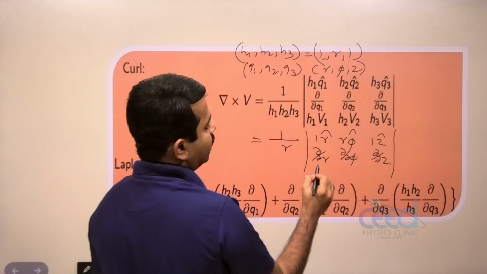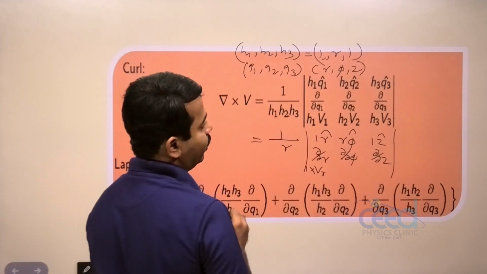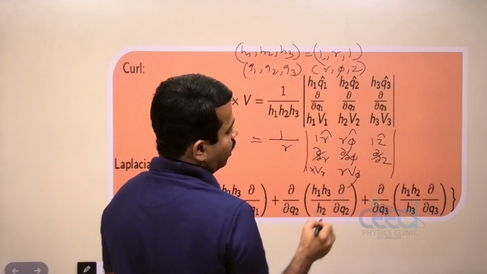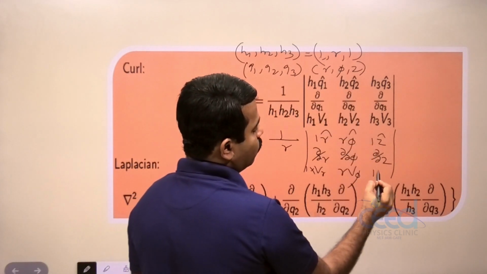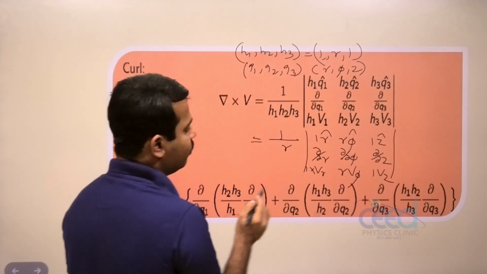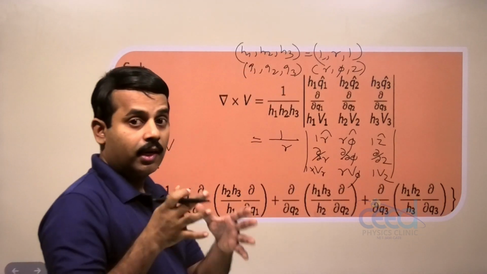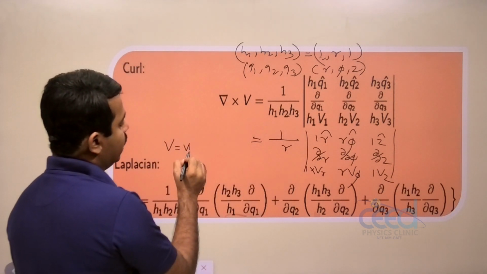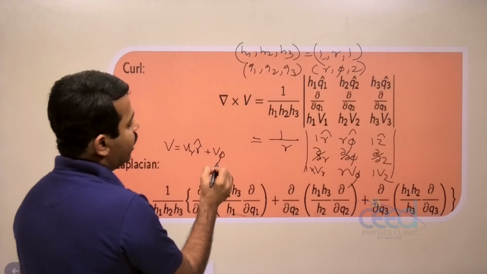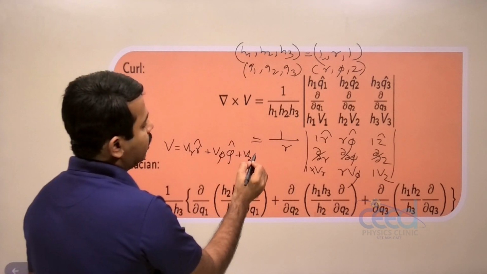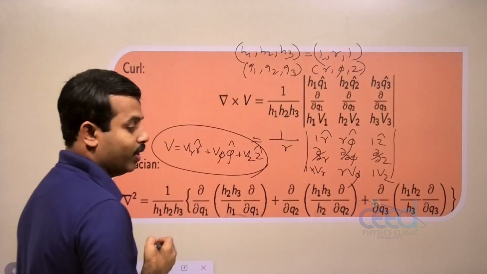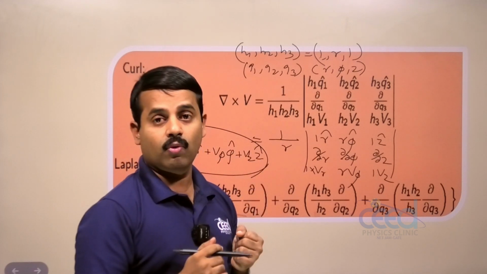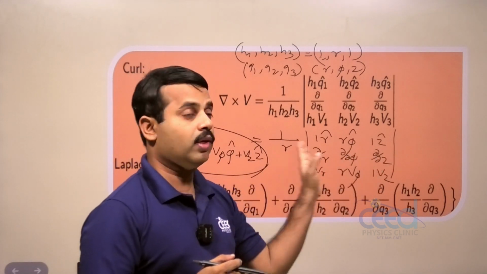H1 V1, that is VR only, 1 into VR. Now H2, that is R into V phi, right. Next is 1 into Vz. What is VR, V phi, Vz? If in cylindrical polar coordinate system a function is given like this, VR R cap plus V phi phi cap plus Vz Z cap, one vector function given like this, what is its curl, what is its divergence, alright. So we should use this relation.